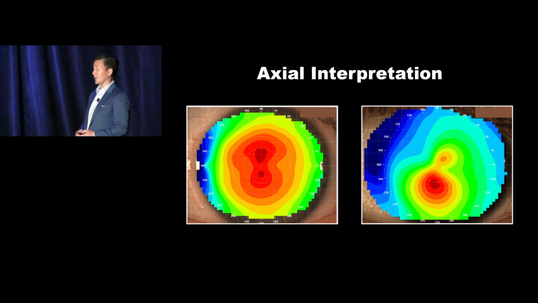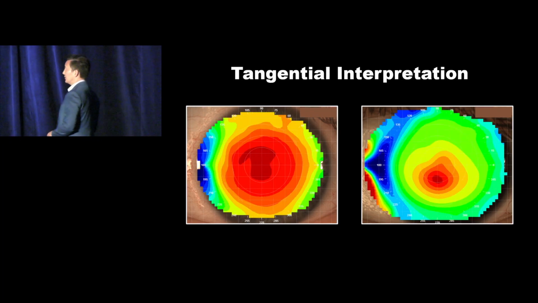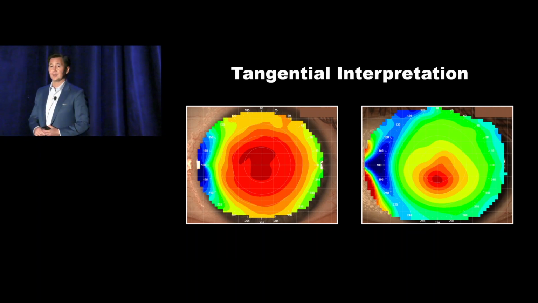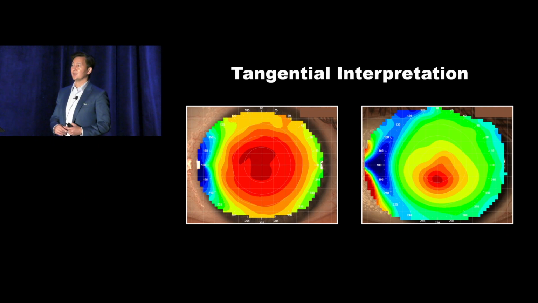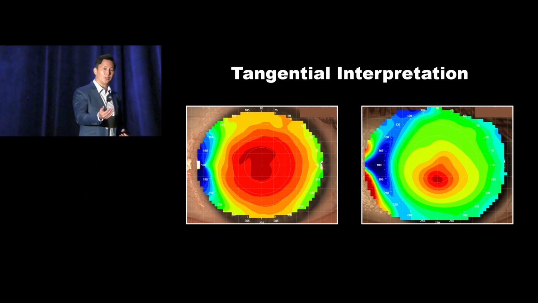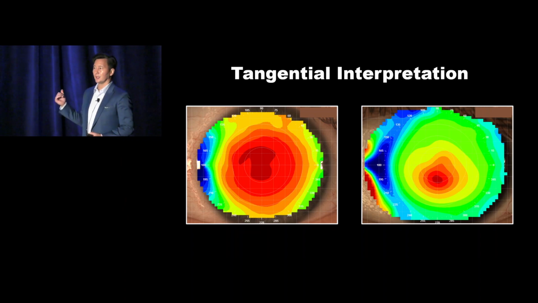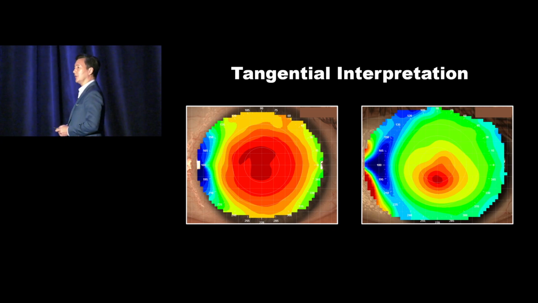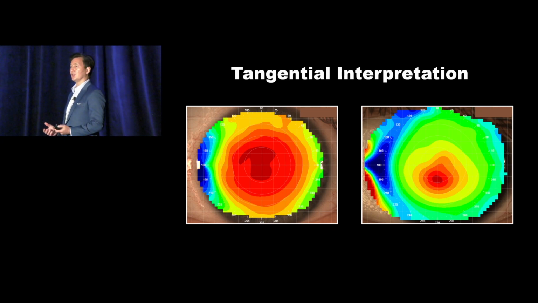Axial is to understand vision. Tangential is to understand shape. So the same two eyes, now interpreting them as a tangential map. And this is the best way to understand where the eye radically changes in curvature. In the case of our keratoconic on the right side, what is the size of the cone? What is the position of the cone? These are the things that we learn from a tangential map.